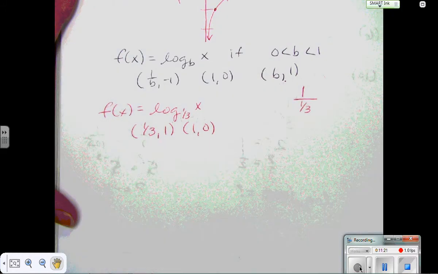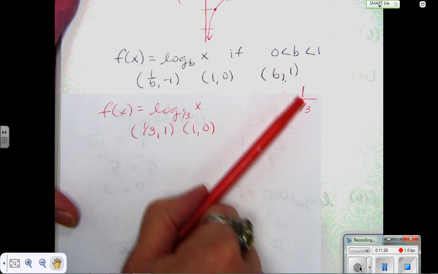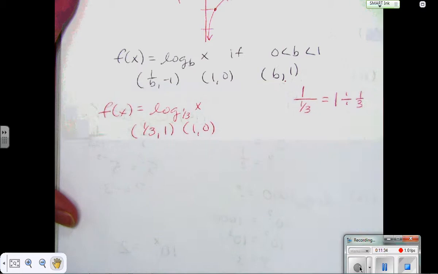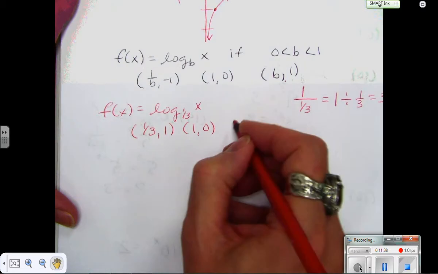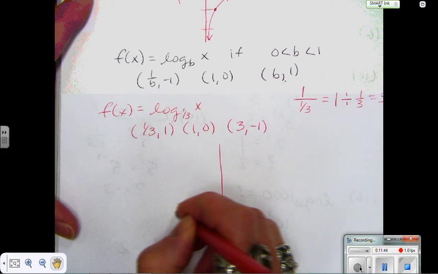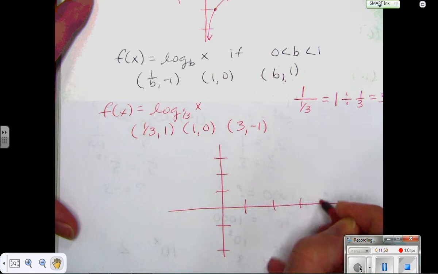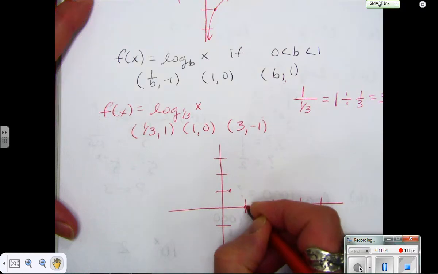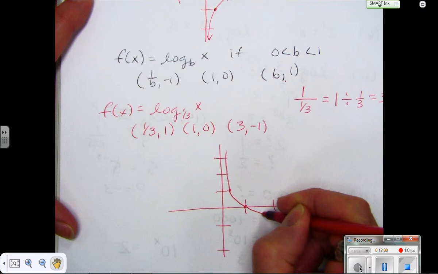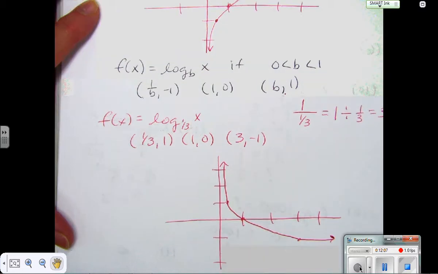3. Well, when you divide by a fraction, you have to flip the fraction and multiply. You can write it out sideways if that helps. 1 divided by 1/3, so you have to flip that second fraction and multiply. It's going to equal 3. So that third point would be 3, negative 1. Okay, so let's graph those. So this graph is going to look like this. It's kind of like exponential growth or exponential decay. The graph changes when your base is between 0 and 1 as opposed to being greater than 1.